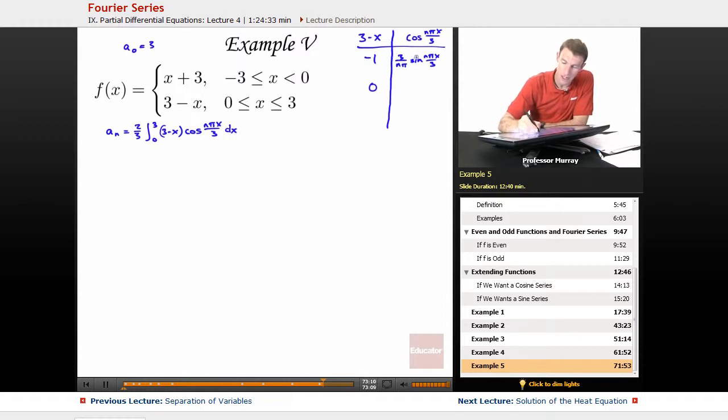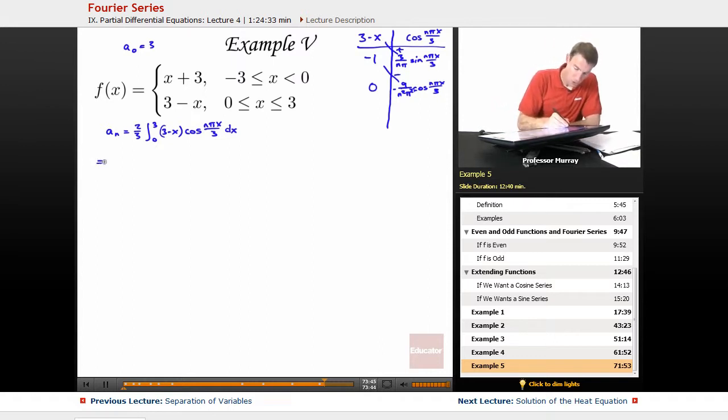Now the integral of sine is negative cosine of n pi x over 3, and I multiply that by another 3 over n pi. So 9 over n squared pi squared. That got a little bit squished in there, so let me rewrite that: 9 over n squared pi squared. And then I do plus and minus, so I'm going to multiply down those diagonals.